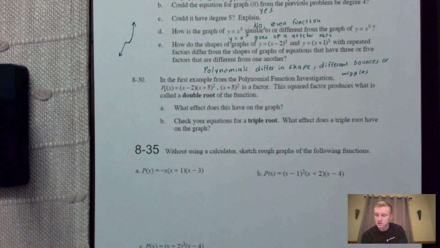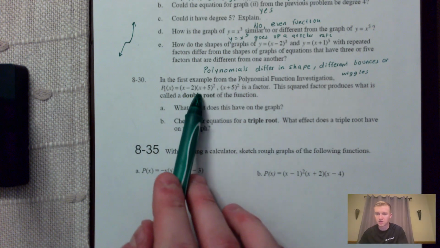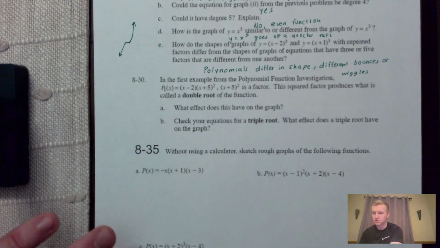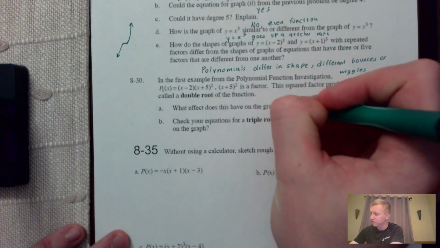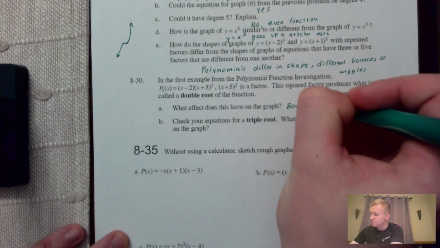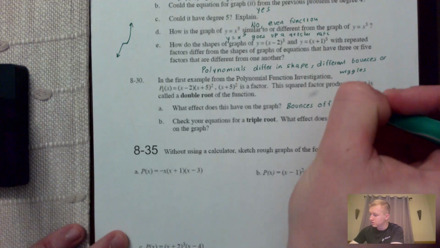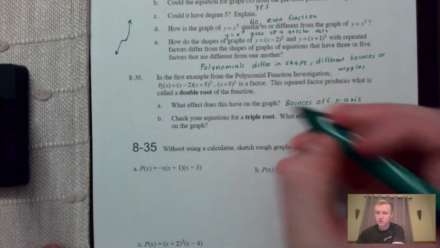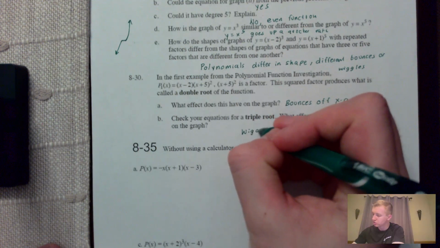And in this case, for 830, it says in the example of the polynomial function, so it's talking about the one that we did on those graphs in the front, this squared factor produces what is called a double root. What is the effect on the graph? Well, you saw me acting it out in class. It bounces off the x-axis. That's just to denote that there are two values there. For the degree of the function, that's why it's super important. And then for letter B, it says check your equations for the triple root. What this one does is it wiggles. So it wiggles through the x-axis.